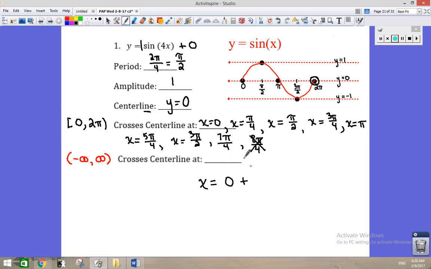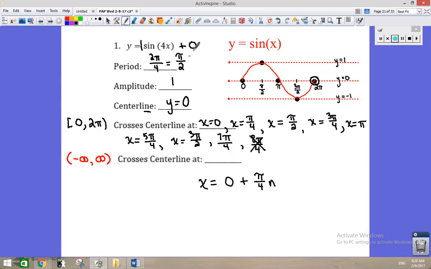And then we add multiples of half of the period, the distance until it hits the next center line. So pi over 4 and multiples of pi over 4. They often refer to this as the general formula or general solution for where it crosses at the center line.